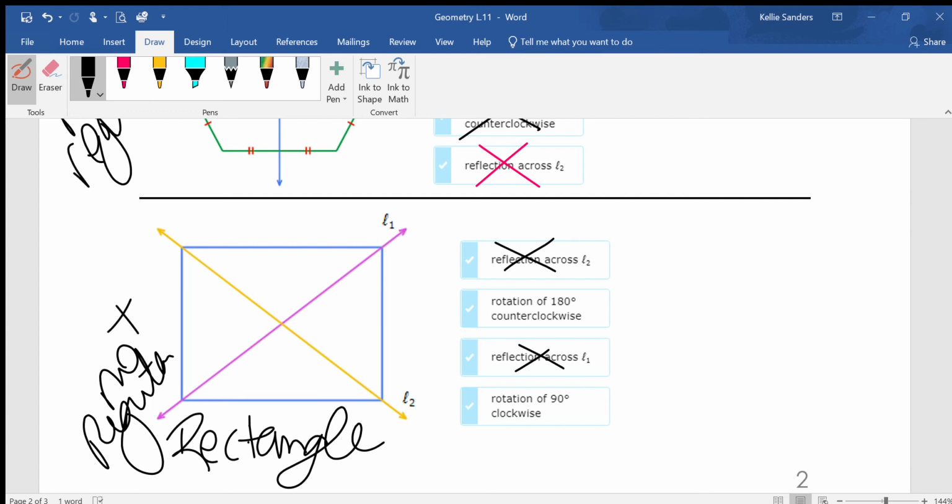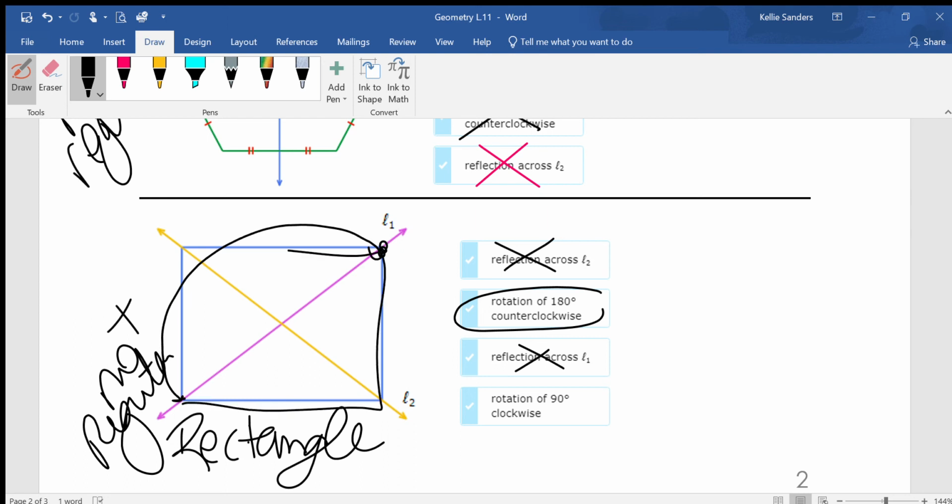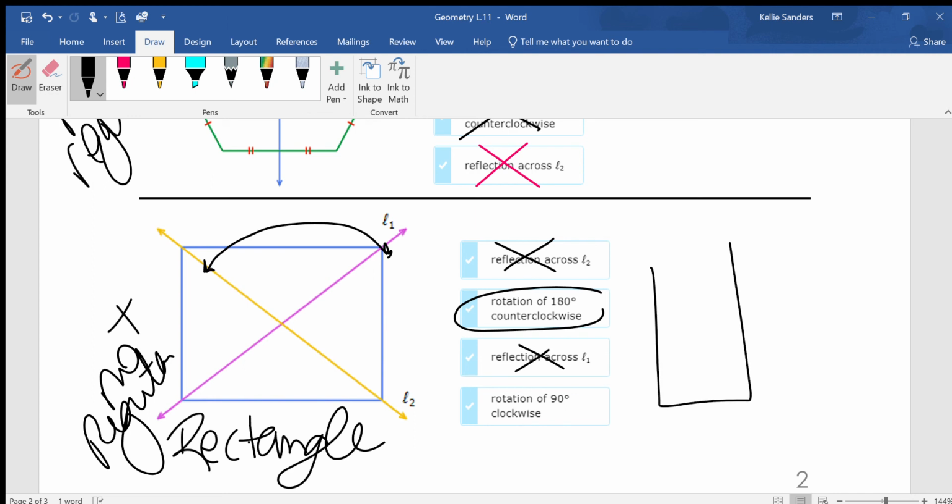But we can rotate it 180 degrees. If I take this point and I take it 180 degrees, then that box would be on top of itself. But if I just rotated it 90 degrees, then it would be like that. So it would not look the same. So there's just a rotation of 180 degrees, either counterclockwise or clockwise.